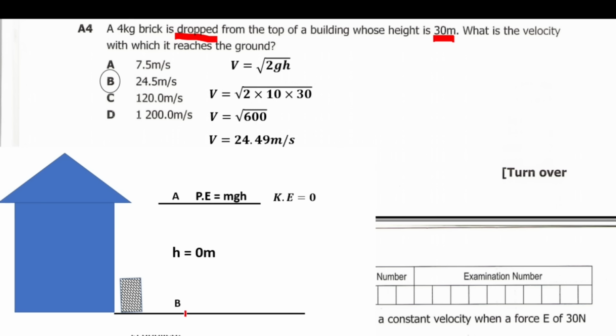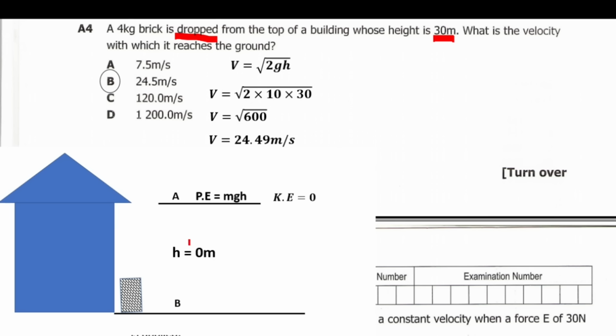So where has the energy gone? It has been transformed to kinetic energy before it hits the ground. Before this stone hits the ground, all the potential energy the brick had has been converted into kinetic energy just before it hits the ground. And that is where the question is coming from. They're asking, what is the velocity with which it reaches the ground?